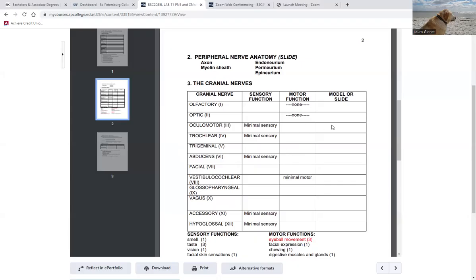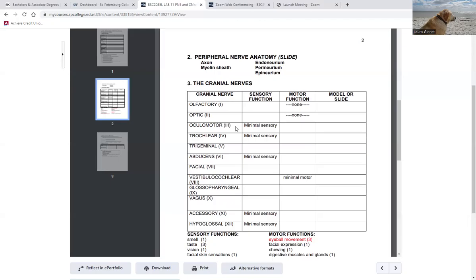Okay, the model is going to be one of the eye model. Now, if you like, we can write down the specific muscles associated with these cranial nerves. And let me just back up. You have 6 muscles that attach to your eyeball.